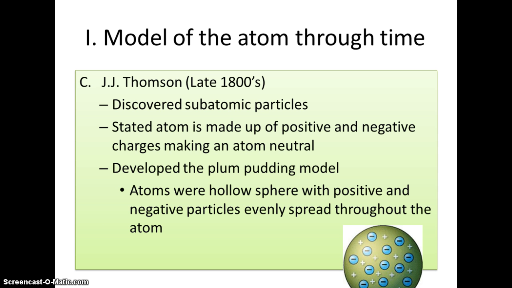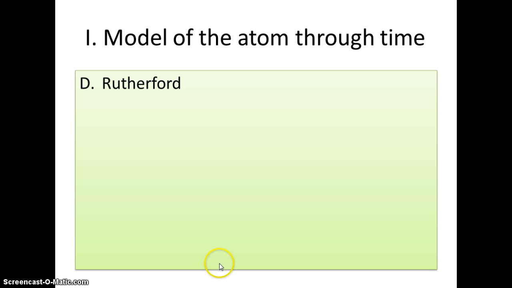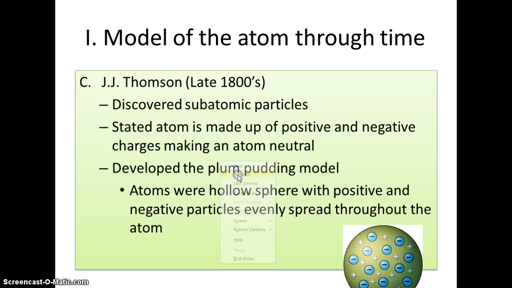It pretty much looked like the picture at the bottom of the screen, where the pudding part was the positive charge, and the plums were the negative charges. He actually discovered the electron, which is the negative charge.